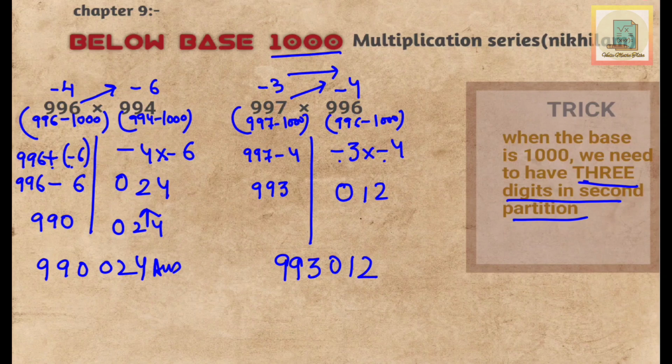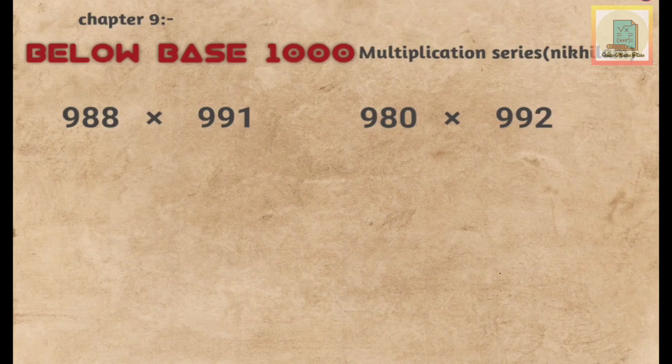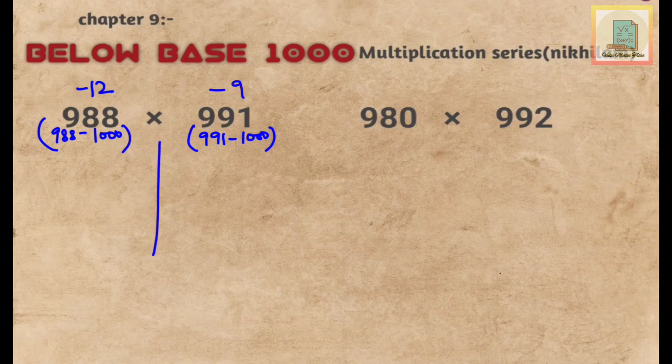Now let's understand this method better by taking more examples. Now here the question is 988 multiplied by 991. So let's find out the deviations. So 988 minus 1000, which gives you minus 12 as deviation, and 991 minus 1000, which gives you minus 9 as deviation. Now make a partition. In the first partition, 988 minus 9. And in the second partition, we will multiply the deviations, which will be minus 12 multiplied by minus 9.